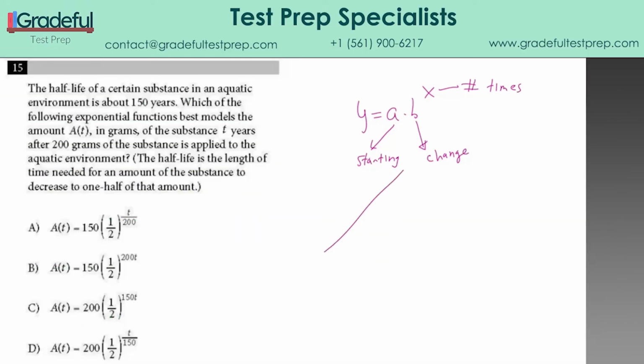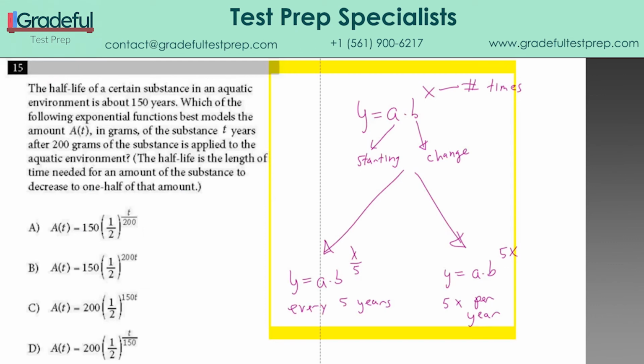Now, what the SAT will do a lot of will be the idea of that exponent either being divided or multiplied by something. So if we said y equals a times b, let's say, to the x over 5, that means that this change we're talking about, maybe doubling or halving, is happening every 5 years or every 5 days. So let's just say every 5 years. And if instead of dividing it, we're multiplying it, a times b to the 5x, that would be happening 5 times per year. So you want to be really familiar with those because they come up like crazy on the SAT.